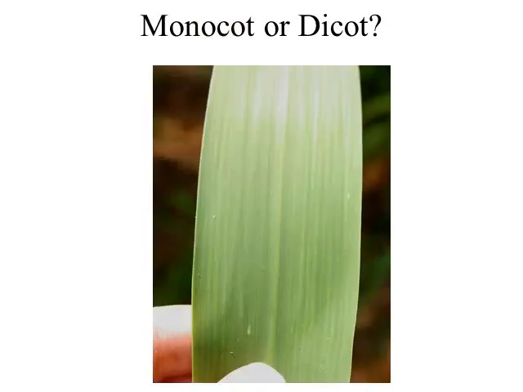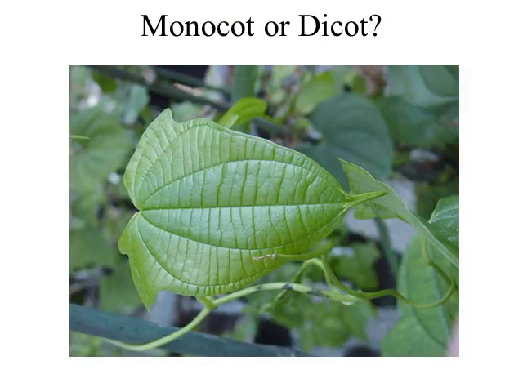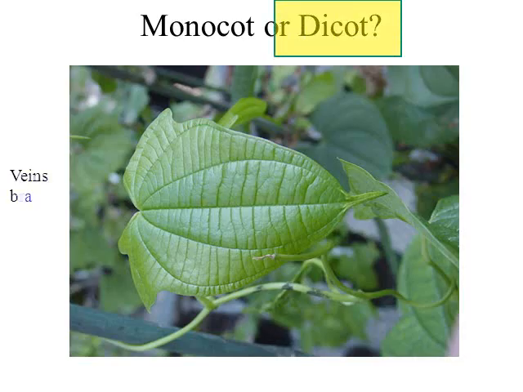Here's another one. And again, I hope you can see, for the same reason as the previous picture, the veins all run up and down parallel. It's a monocot. A couple more and we'll be done. Here is a leaf right here. Again, no flower is needed. Hope you chose dicot, because all the veins branch outward in various directions.